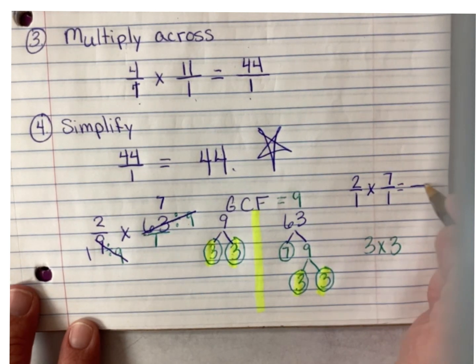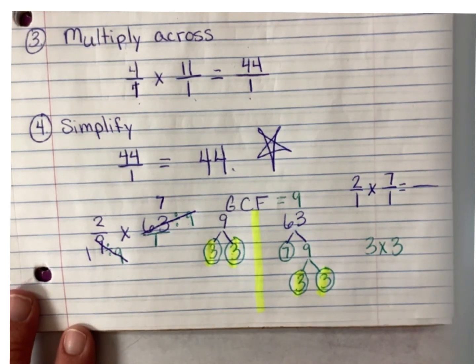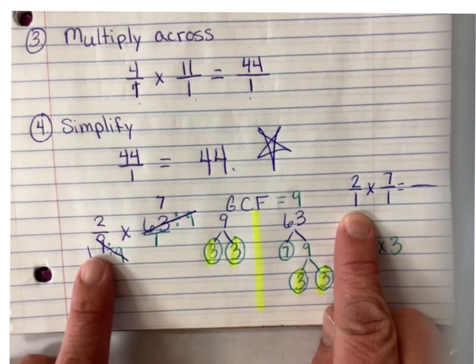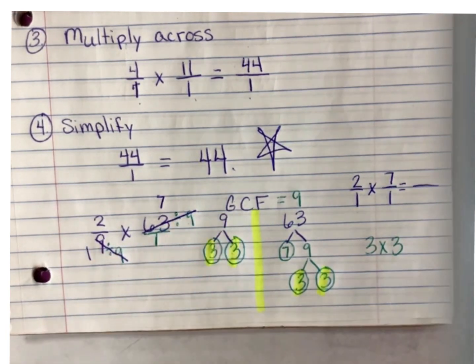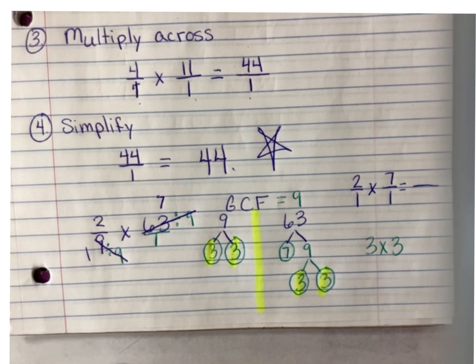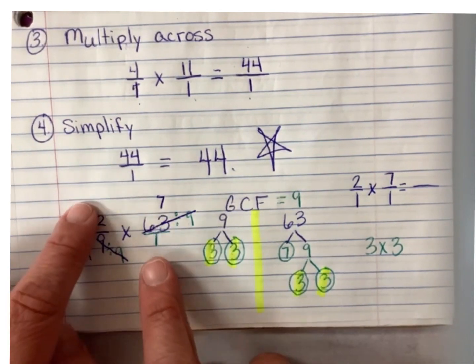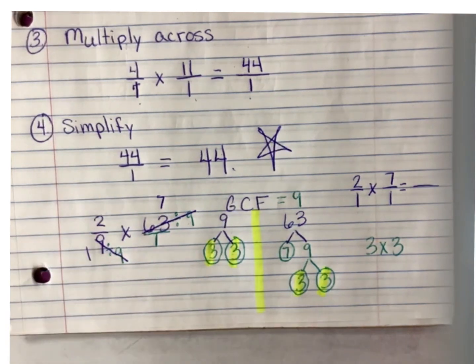And I'm going to multiply across. Now, how did I get 1 on the bottom? Notice I cross-reduced. This only worked because I went across, and I cross-reduced. I could cross-reduce this way, too. But in this problem, it didn't work.